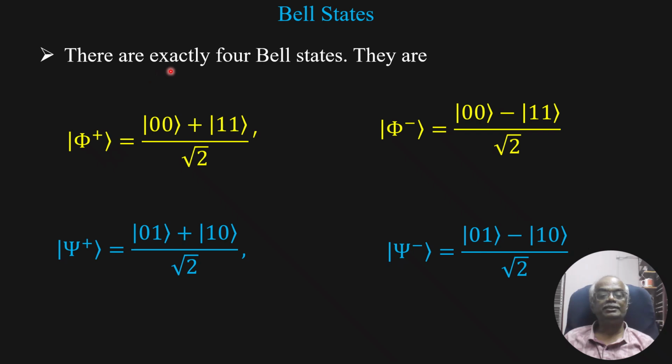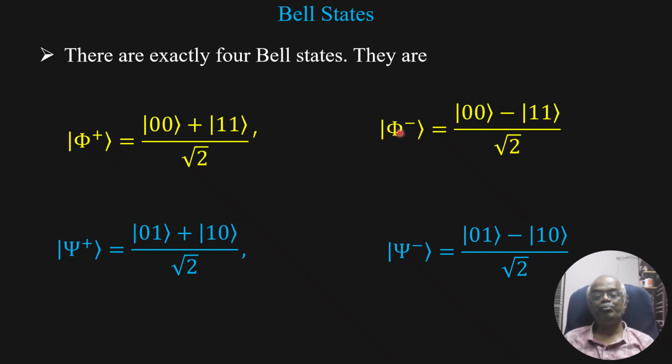There are exactly four Bell states. The first is |Φ+⟩, which is equal to (|00⟩ + |11⟩) over square root 2. This is a linear combination with equal probability. 1 over square root 2 is the coefficient for both. If you take the modulus squared, you will get 1 over 2, 1 over 2. So they have equal probability.